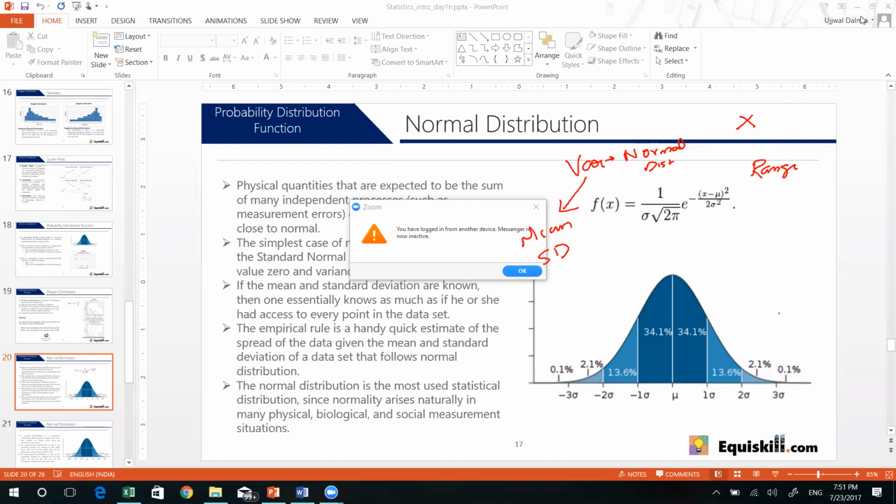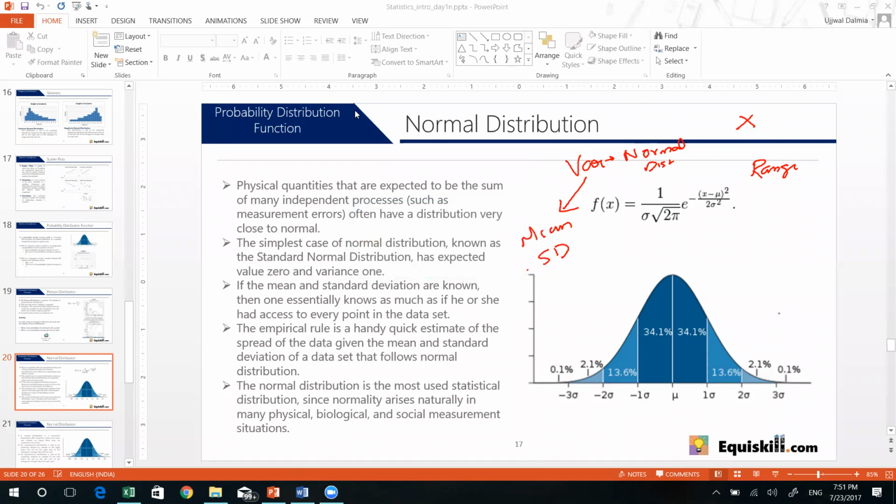Sorry guys, I think something's wrong. Just give me 1 second. It's saying that I've logged in from another device.